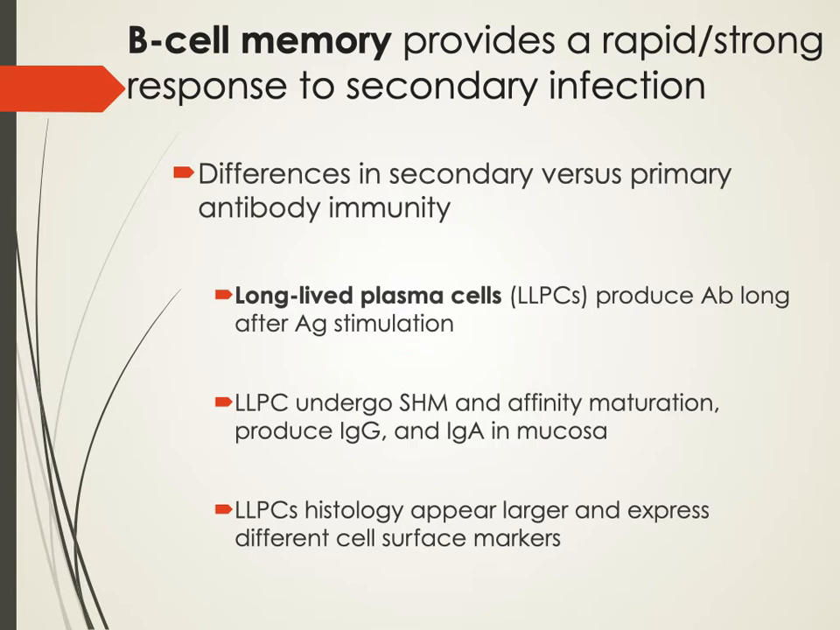The long-lived plasma cells, or LLPCs, are going to be able to produce antibodies long after they've undergone antigen stimulation. These long-lived plasma cells can undergo somatic hypermutation, so they can have higher affinity binding, and they can produce IgGs or IgAs in the mucosal membranes. And histologically, they're going to appear larger, but they're also going to express different cell surface markers than your traditional plasma cells. So they play a critical role in the memory population that's formed.